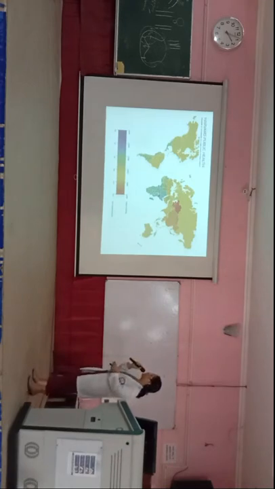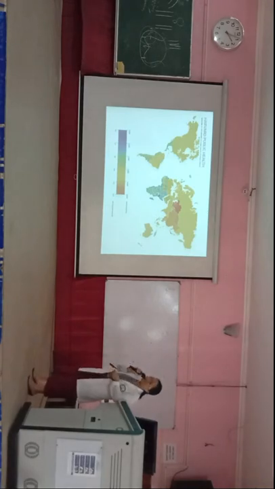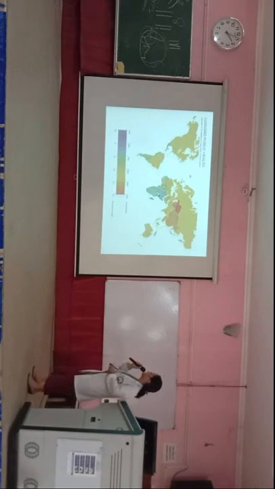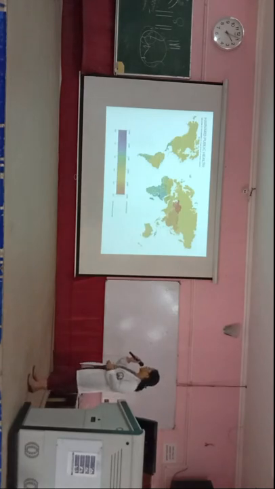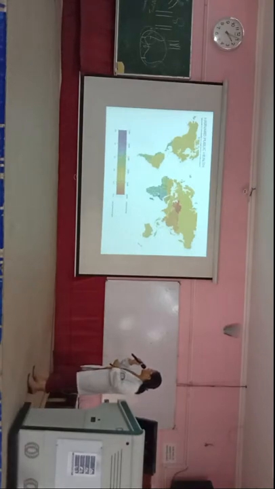It shows the map of the world according to salt consumption worldwide. The maroon color countries consume 15 grams or more of salt. The yellow color, they consume more than 9 grams, green color more than 7 grams, and blue color 5 grams or less.